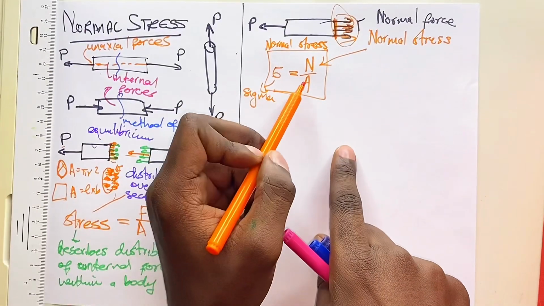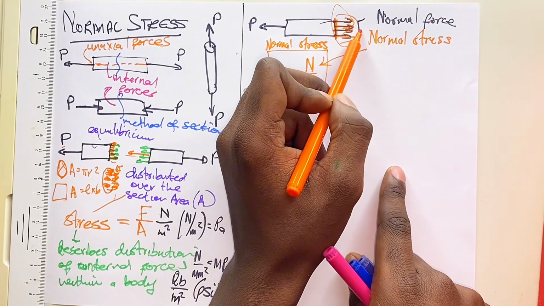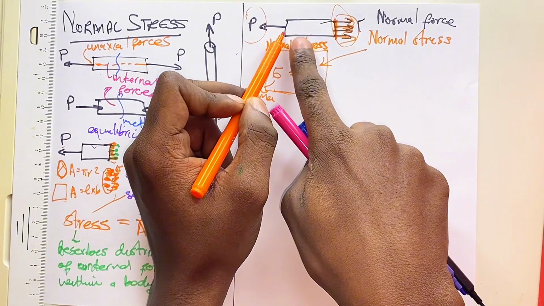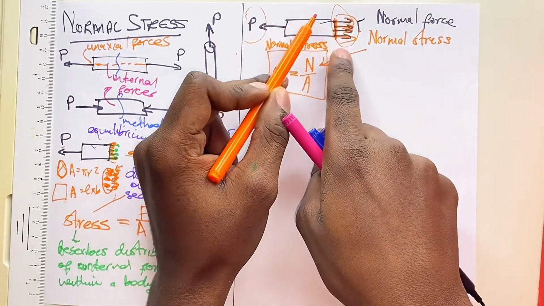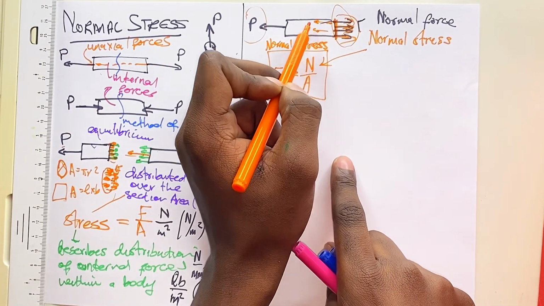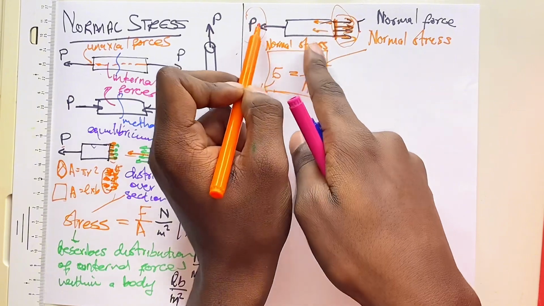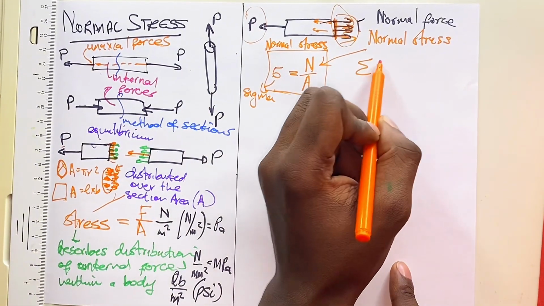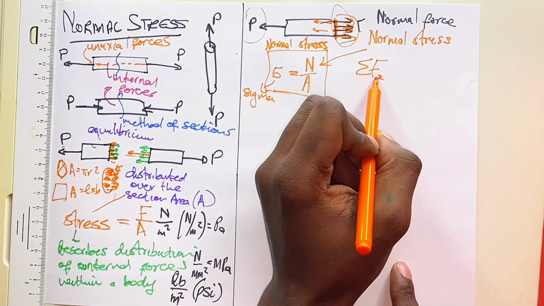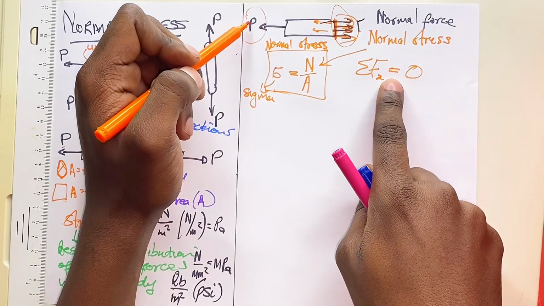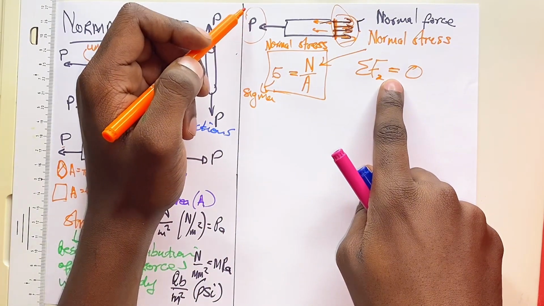Remember that the normal force acting perpendicular will just be equal to the external force that is being experienced on this member here. Sometimes there will be other forces acting, and then the sum of those will be equal to the normal force, because you remember our forces in one direction must be equal to 0 for our member to be in equilibrium.